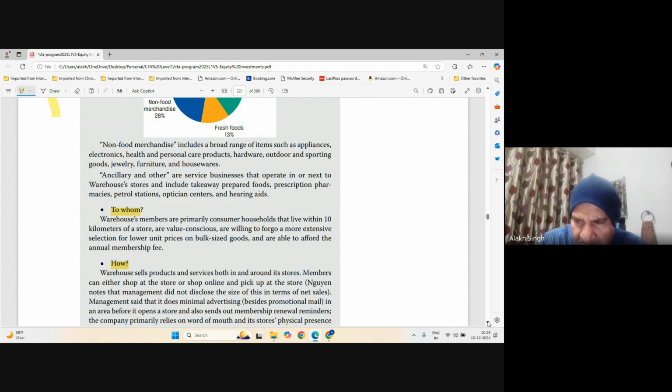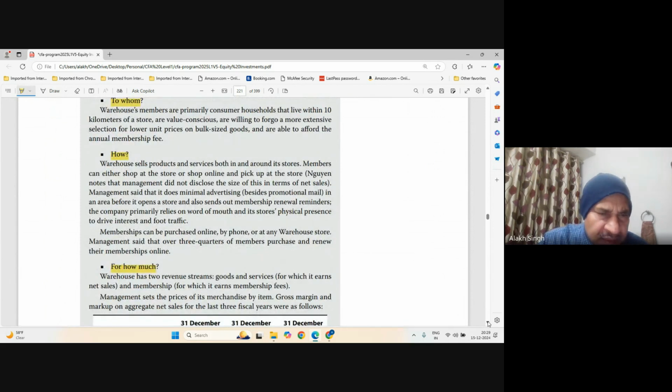One is through a store, and is it selling through online? The answer is probably no. Warehouse sells products and services both in and around its stores. So members can either shop at the store or shop online and pick up at the store. Okay, so they don't have to wait in the queue. They can simply order and then employees will assemble the goods, place them at one place, and they can collect and pick up at the store.